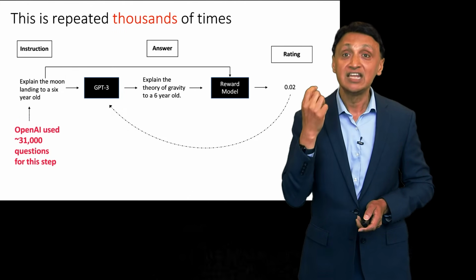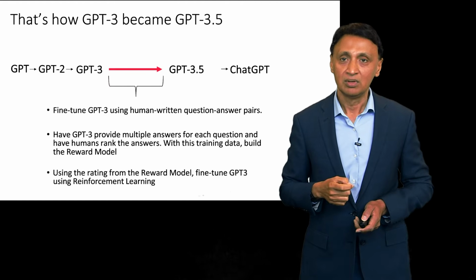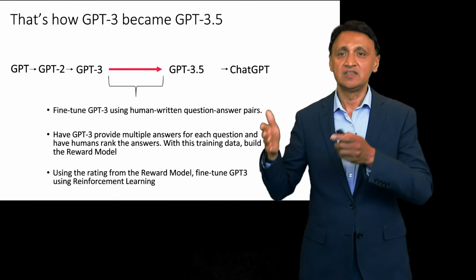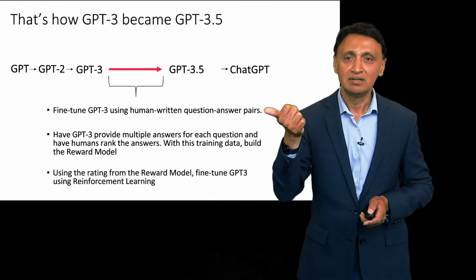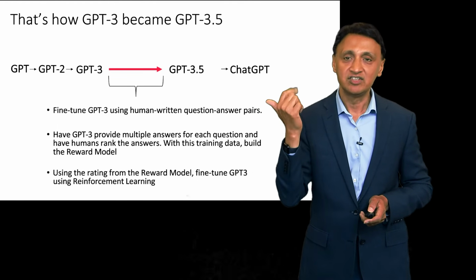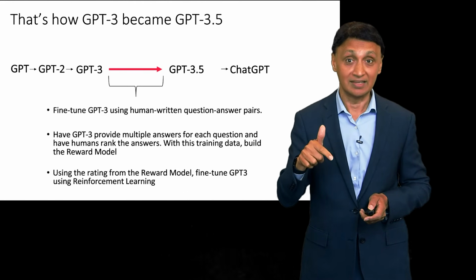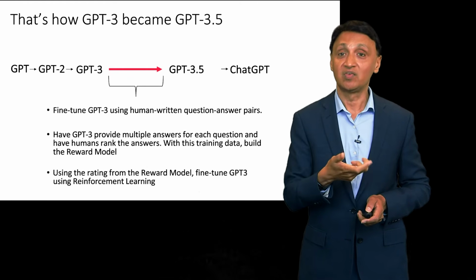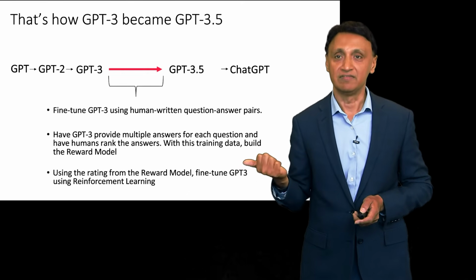is called reinforcement learning. It uses a technique from the field of reinforcement learning. So to summarize, this 3-step process is how GPT-3 became GPT-3.5. Write human question-answer pairs written by humans, fine-tune GPT-3, have GPT-3 provide multiple answers to the same question, have humans rank the answers, not write them, but just rank them, build a reward model with this data, and then use the rating from the reward model and reinforcement learning to fine-tune GPT-3 even further.